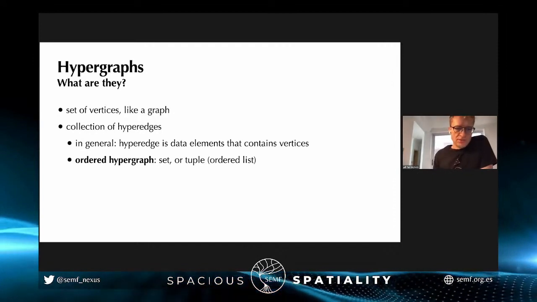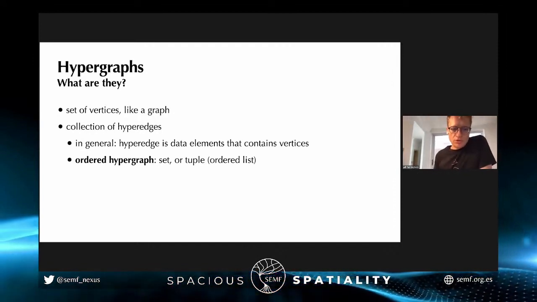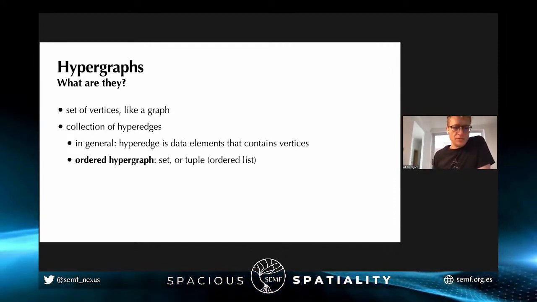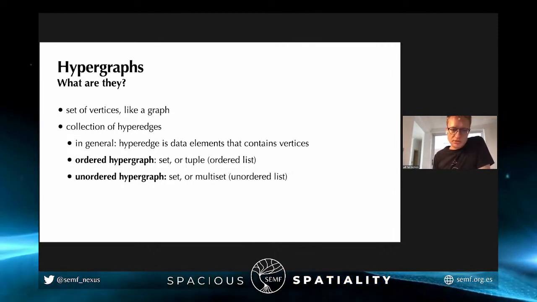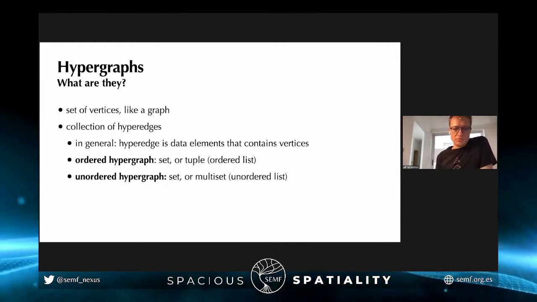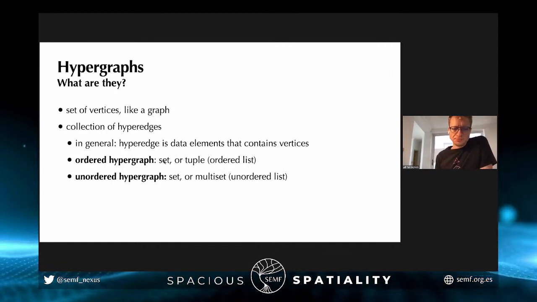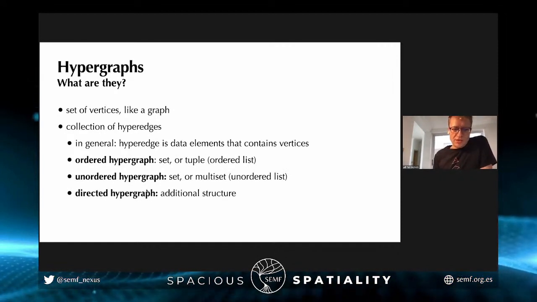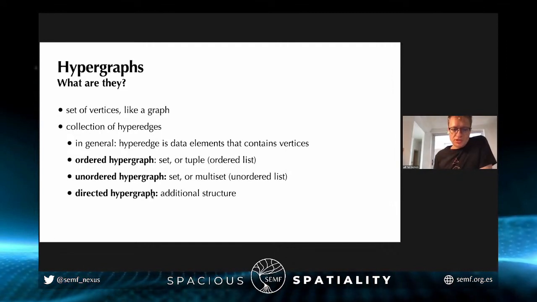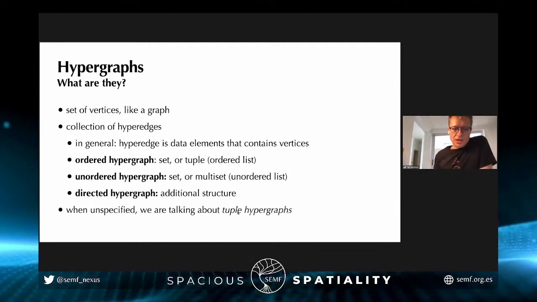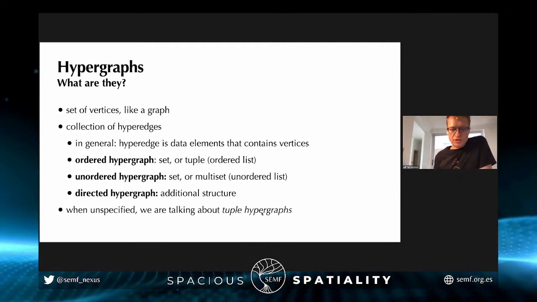And there are many ways of doing this. So for example, we can have ordered hypergraphs where that data element is a set or a tuple. We can have unordered, a multi-set. We can have a directed hypergraph, which has additional structure. But when unspecified, we're talking about tuple hypergraphs.